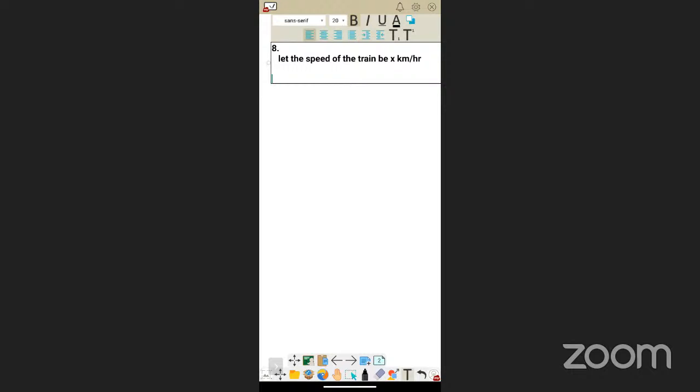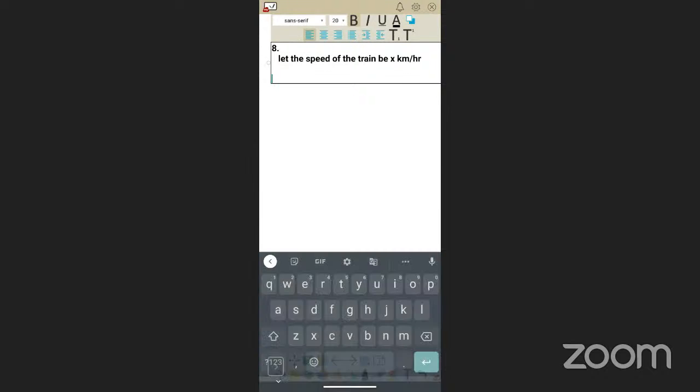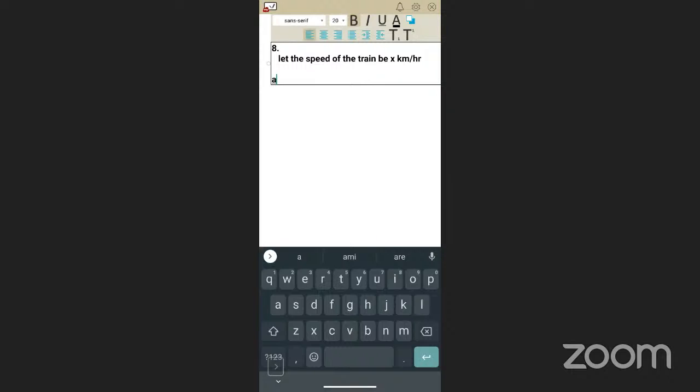That means what was the previous timing of a train to travel from one distance to the other? Here they are telling that if they increase the speed by 5 kilometers, then it will take 1 hour less. What was the previous time? From there, 1 hour less time it will take. So according to the question, we will write here.